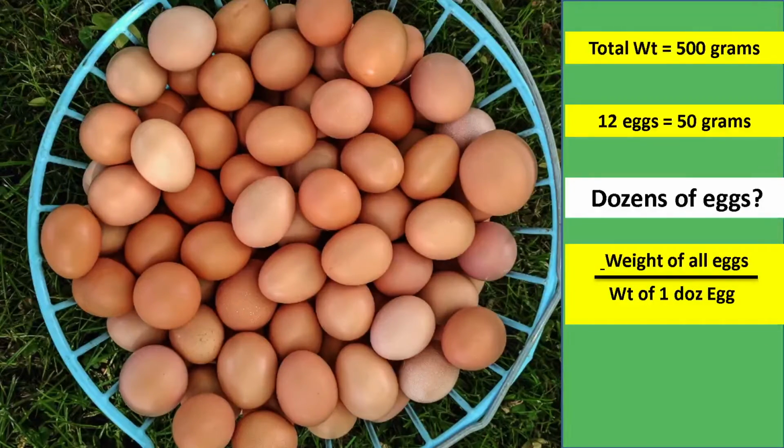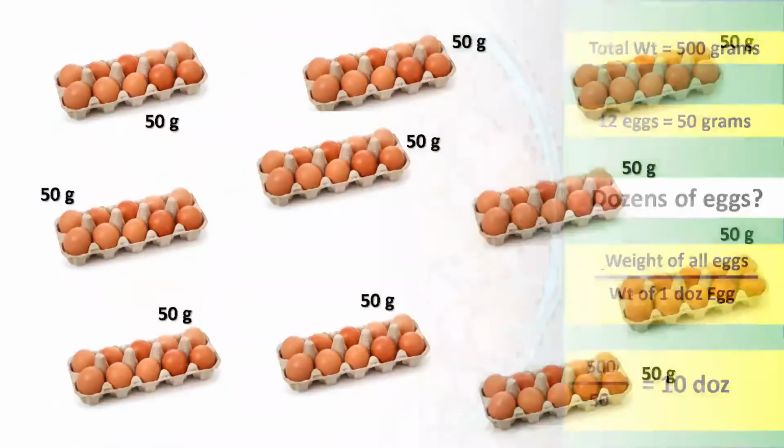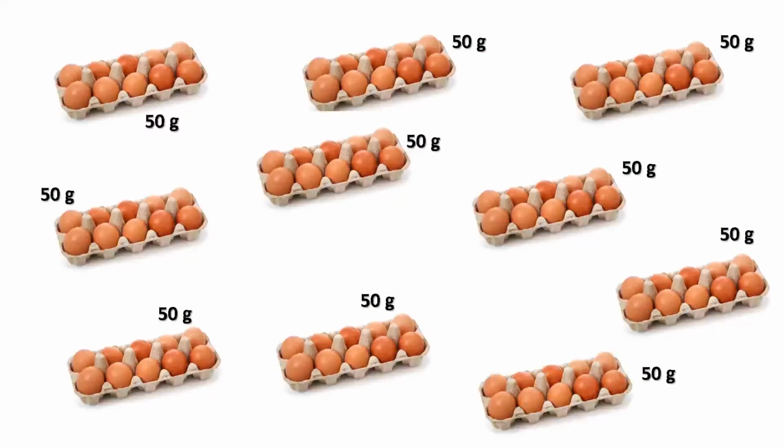We take the weight of all eggs and then divide it by the weight of 1 dozen of eggs. Total weight of the eggs is 500 grams, which is divided by the weight of 1 dozen of eggs, which is 50 grams. That equals 10 dozens. So 500 grams of these eggs will make 10 dozens of eggs, right?